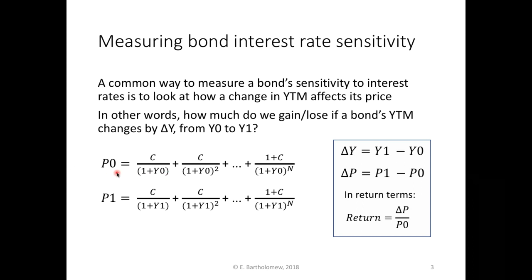So we might input the price, get the yield to maturity. Then we input a slightly different yield, Y1, and we get a different price. And so the change in yield is delta Y, and the change in price is delta P, just being the difference between Y1 minus Y0 and P1 minus P0. And if we were to look at that in return terms, the return would be the change in price over the initial price.